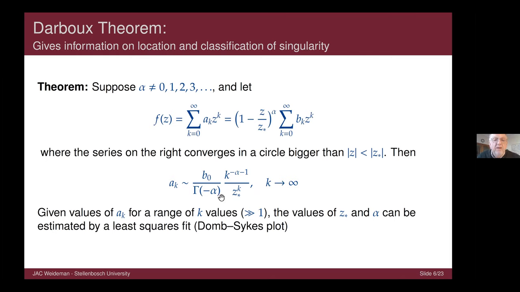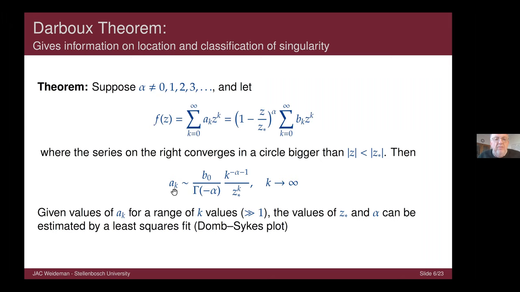So in practice, if you have a large number of these a_k's, you can linearize this expression and you can solve for the z star and the alpha by just the method of least squares. It's just a backslash in MATLAB. For those of you who are of my age or older, in the older books on perturbation methods, they did this sort of thing graphically and called it a Domb-Sykes plot, but we'll just do it numerically.